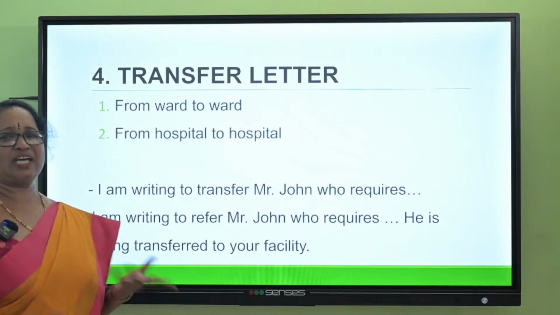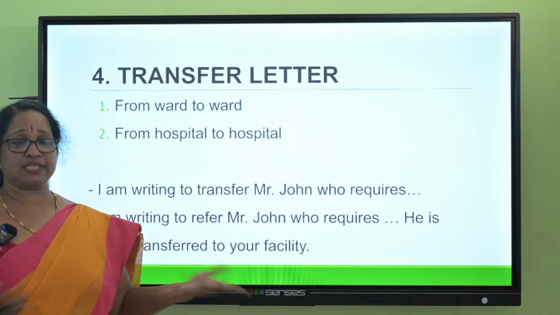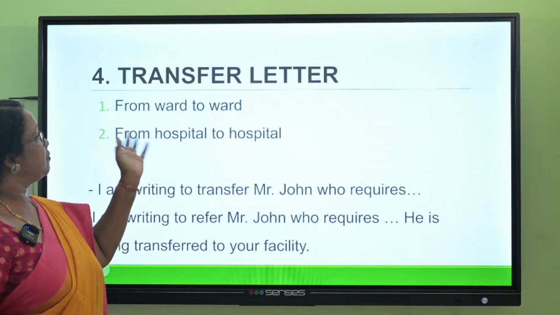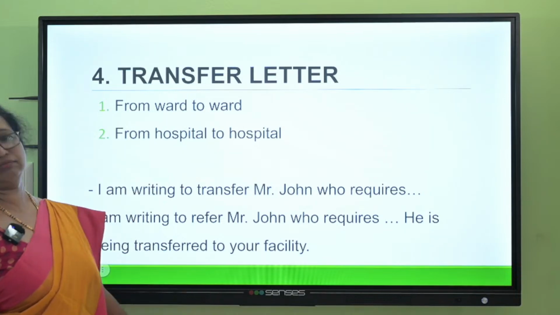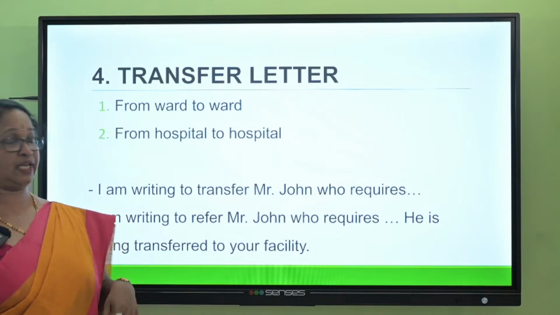Coming to the next one, the transfer letter. Transfer is not that tough for anyone, because we know what a transfer letter means: the patient moves from one ward to another ward, for example from emergency to ortho, or from ortho to physiotherapy, like that.